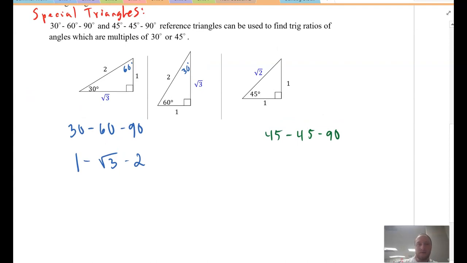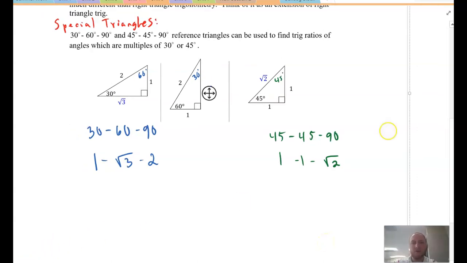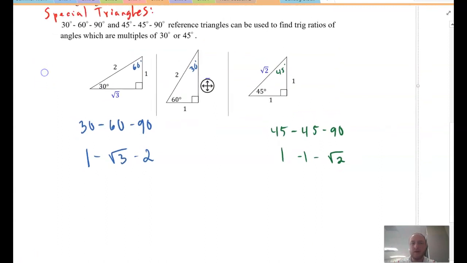We also have 45, 45, 90. If this is 45 degrees, well, that makes an isosceles triangle. These two sides are the same, so 1, 1, root 2, and these are the special triangles that we'll use. I want to remind you that the sides of these special right triangles are all derived from the Pythagorean theorem. So if you're confused about where these values come from, this ratio holds true always, and sometimes you'll see triangles change, but the ratio holds, and if you ever want to find one, you can utilize the Pythagorean theorem.